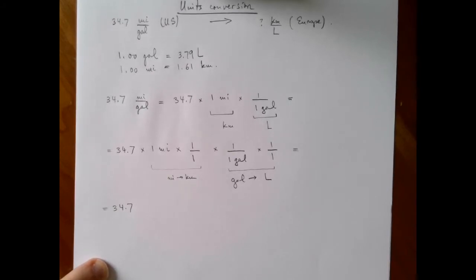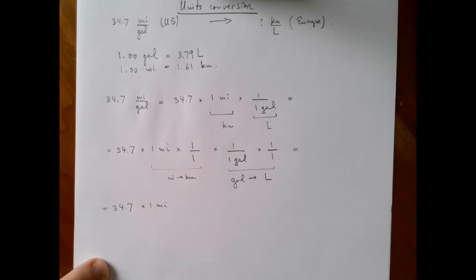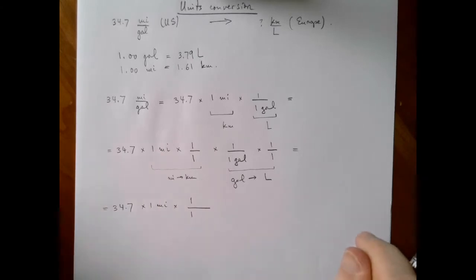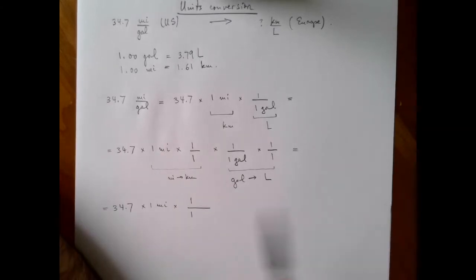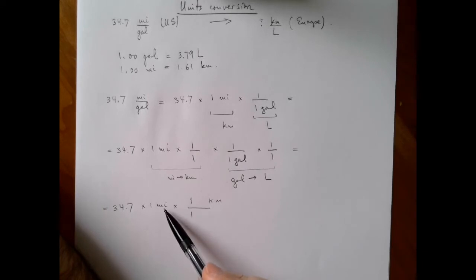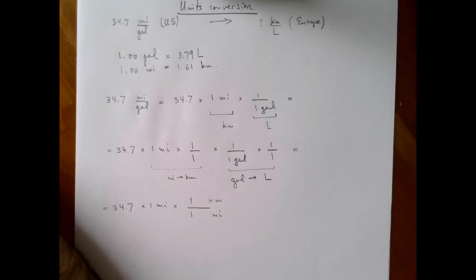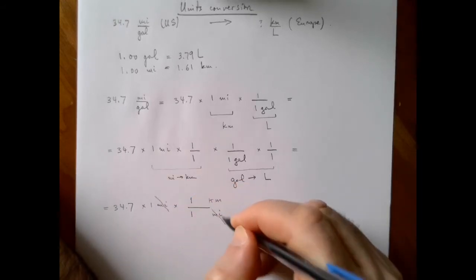34.7 stays put. 1 mile stays put. But now I'm ready to take care of the 1 over 1 ratio for each transformation. I want kilometers here, which means I have to get rid of the miles. How do I get rid of the miles? By having the miles in the denominator, because miles will cancel out.